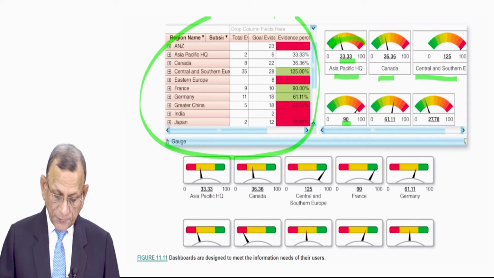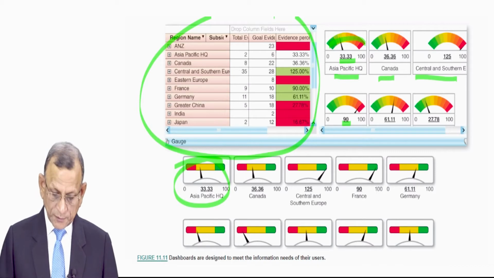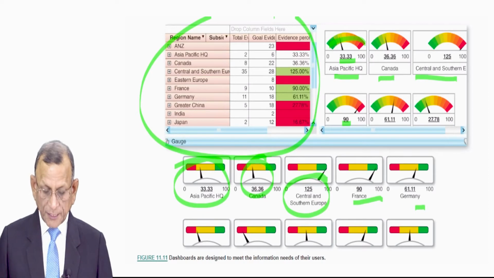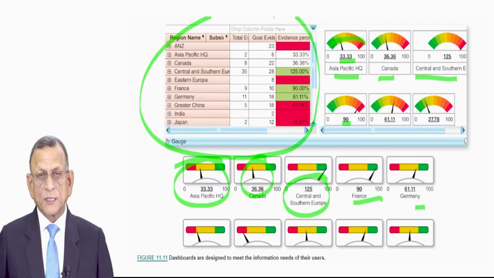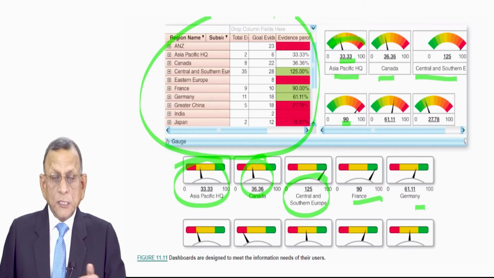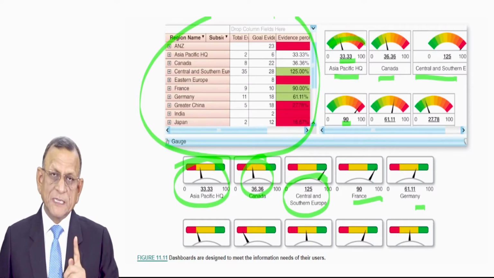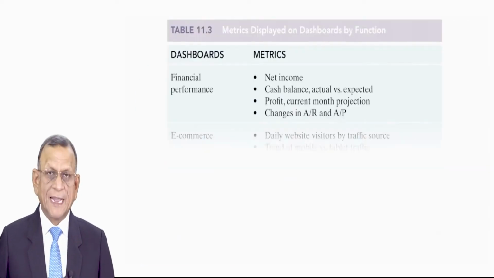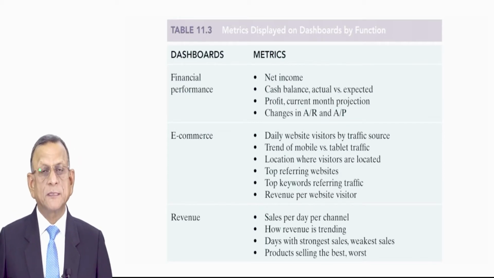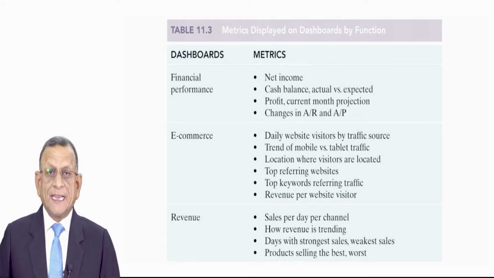Now, if you were to click on a particular thing, then you will be able to see Asia Pacific headquarter, Canada, Central and Southern Europe, France, Germany. And if you want to know more, then it can be further drilled down and you may get a detailed dashboard with one specific parameter. This is a dashboard. What kind of matrix of KPIs may be considered while preparing dashboards? What should I put on my dashboard?